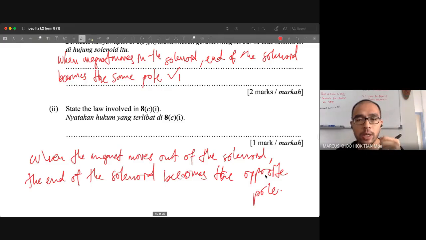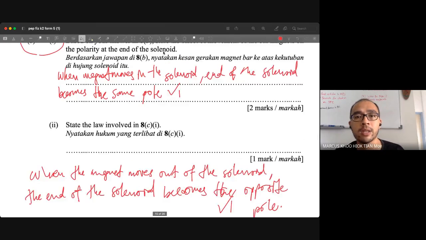When we pull the magnet out of the solenoid, the solenoid becomes the opposite pole. This one will give you 2 marks because you're explaining what happens when you go in and you go out. Quite a number of you answered: when the south side goes in, the solenoid becomes south; when the south side goes out, the solenoid becomes north. Many people talk about north and south. I give only one mark for that because you are not really answering the question.